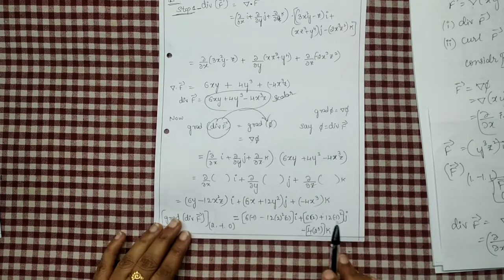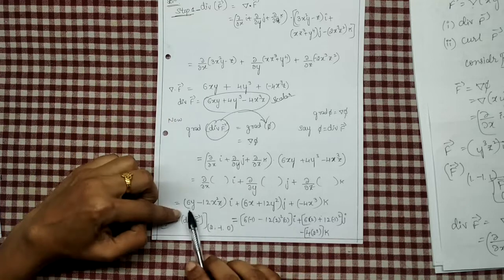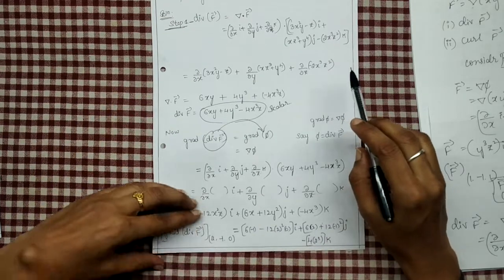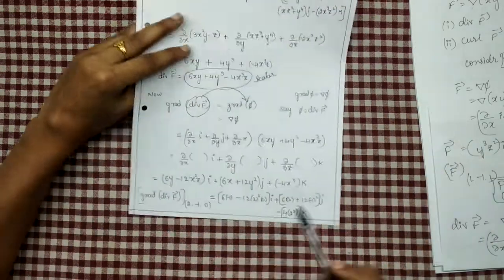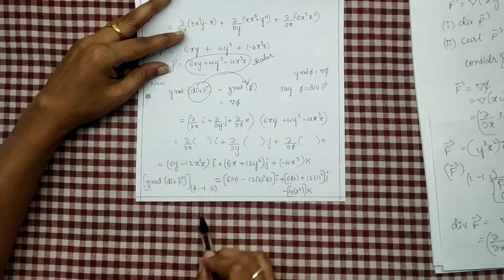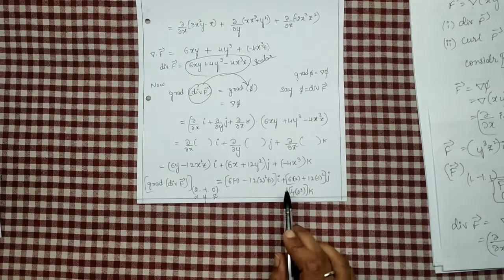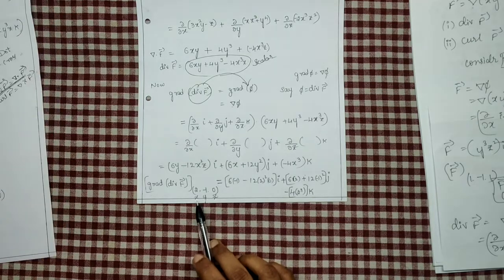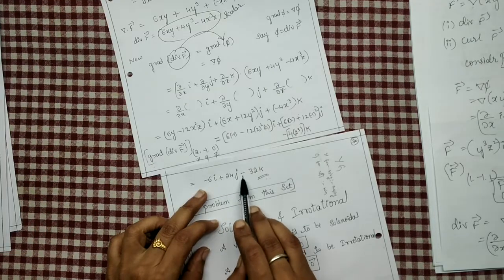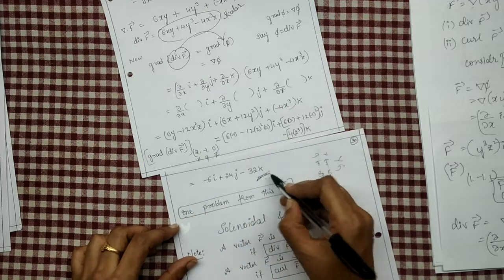Now we have obtained the gradient of divergence of vector f. For the gradient of divergence of vector f, we have to evaluate it at the point 2, minus 1, 0. So at the point 2, minus 1, 0, put x as 2, y as minus 1, z as 0. When you substitute these values for x, y, z, you will obtain minus 6i plus 24j minus 32k. Okay, that's all. Thank you.